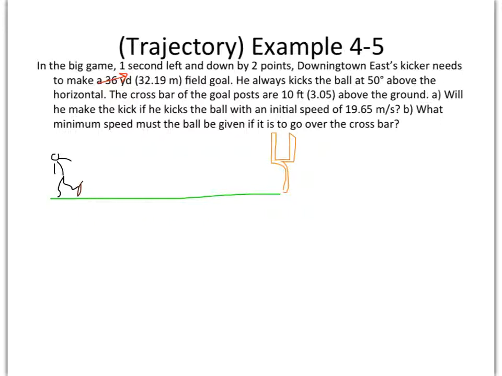A couple other things that we're told is that the x displacement from there to the goalposts is 32.19 meters. And how high are the goalposts? Well, they're a standard 10 feet, but we're not going to measure that in feet. We're going to measure that in meters. So our delta y equals 3.05 meters.